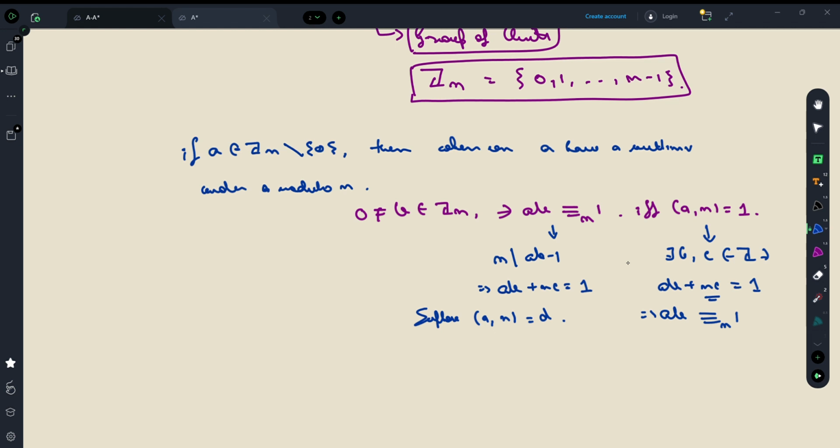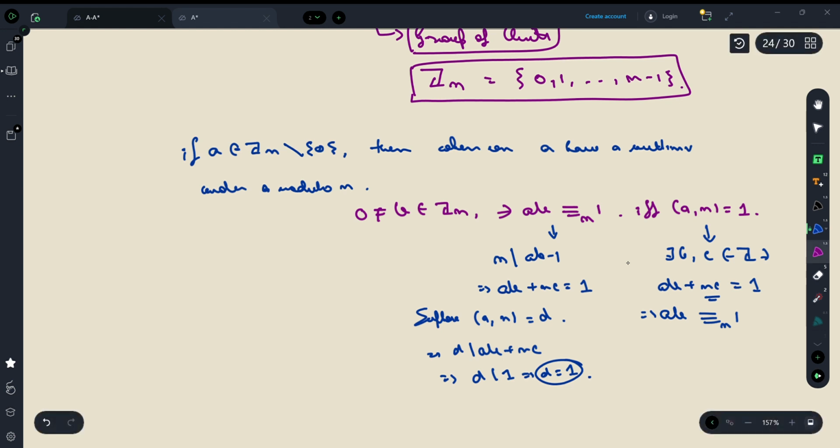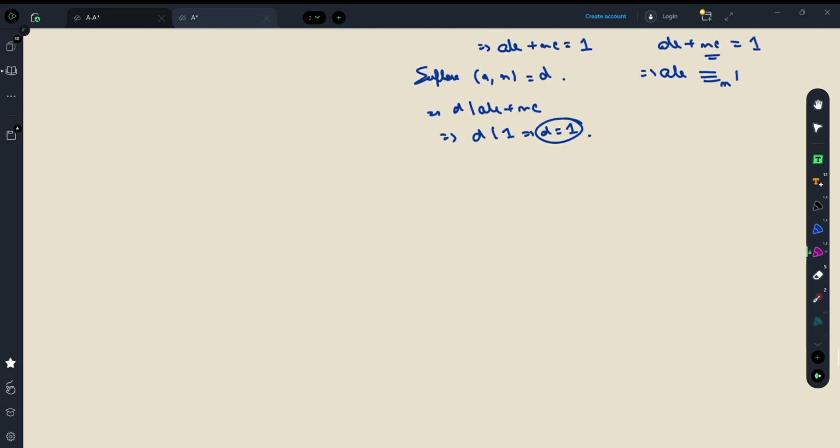Suppose GCD of A and N is D, right? So if GCD of A and N is D, then D divides the left hand side. That implies D divides AB plus NC, but this implies D divides 1, so D needs to be 1, right? Therefore, to ensure a multiplicative group, we need to have elements which are co-prime to N.